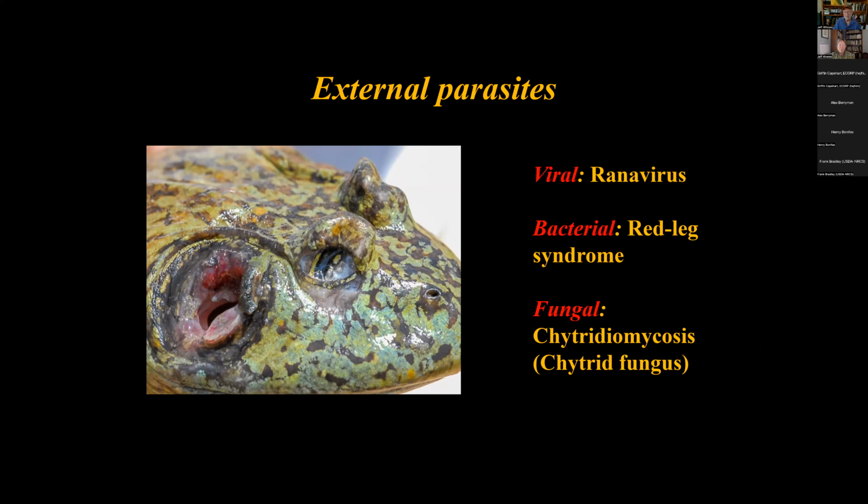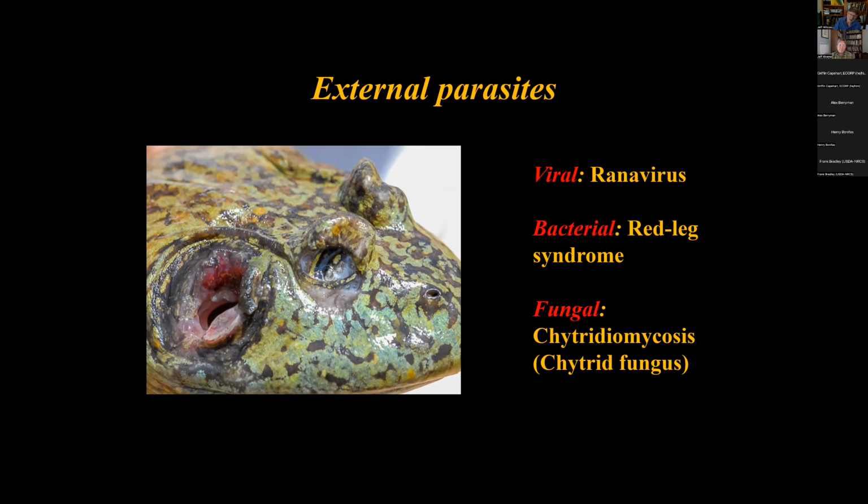And the researcher we sent it to thought it might be a bacterial infection. It could have been a viral infection. Ranavirus is a virus that affects frogs worldwide and kills a lot of them. Red-legged syndrome also, that's a bacterial one. A common sign you'll see, when you flip them over, is a rosacea or flesh-colored red skin on the ventral side of a frog. That's where it's more noticeable. It also can be fatal.